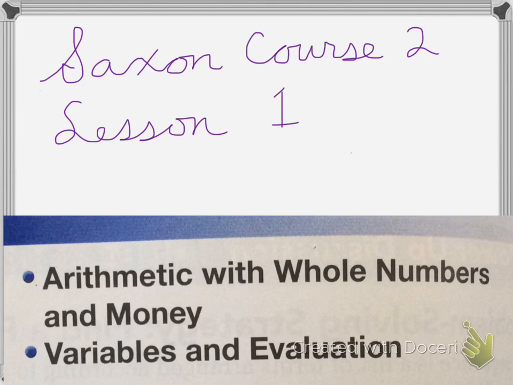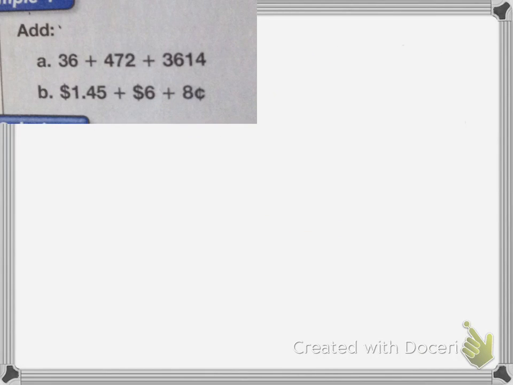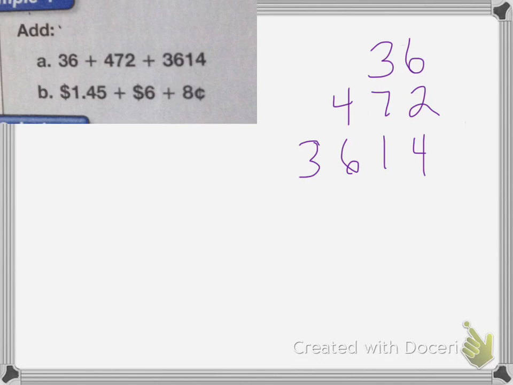All right, so this is lesson one of Saxon Course 2: arithmetic with whole numbers and money, and variables and evaluation. When we're adding up whole numbers, you have to make sure to line up the numbers in the correct place value. So I would have 36, 472, and 3,614. Make sure that the ones place, tens place, hundreds and thousands place are all lined up.